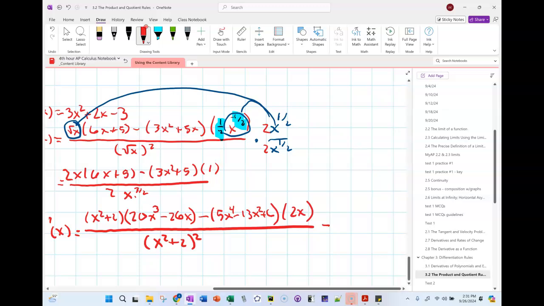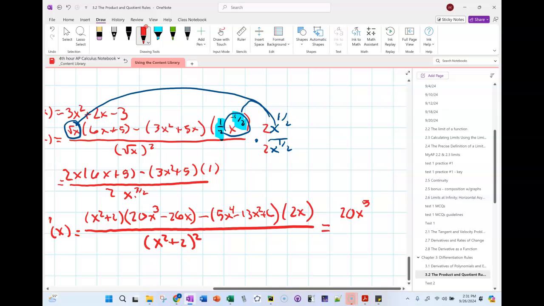Now comes the yucky part. What's going to be the yucky part here? You have to FOIL all the numerator out and combine our like terms and stuff. So there's no good shortcut way through this. It's just going to be kind of yucky.